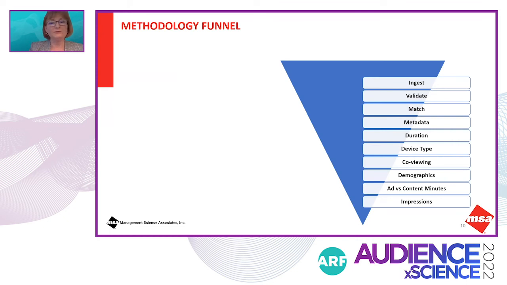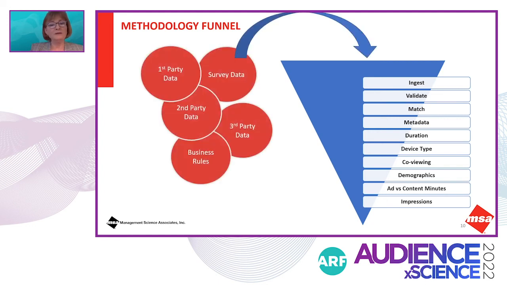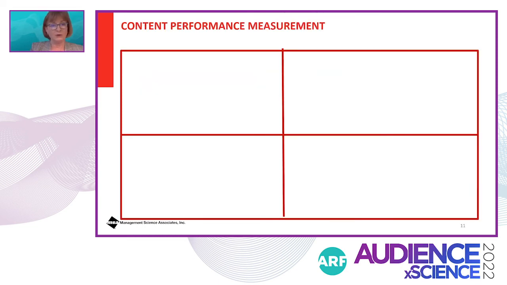So Michael referred to the methodology funnel, and the methodology funnel is comprised of many steps to get to the equivalized metrics. So basically what we're doing for our publisher clients is we're taking all of their first, second, and third party data, their business rules, any survey data they have, and putting them into a methodology that's clear and transparent for the organization, that gives them a baseline and apples to apples comparisons across all of their distribution partners.